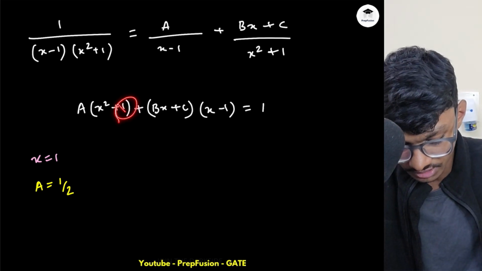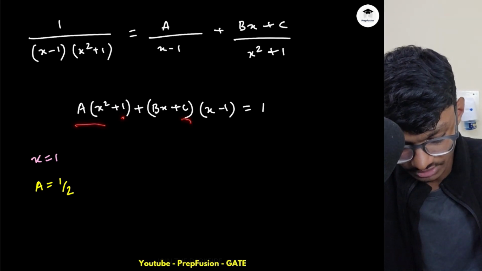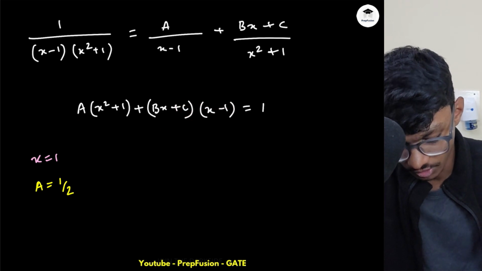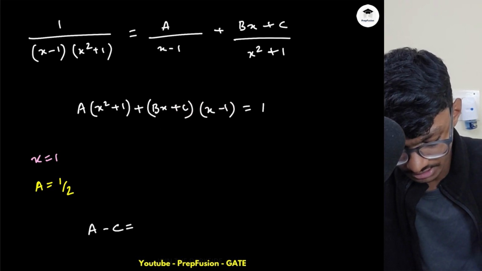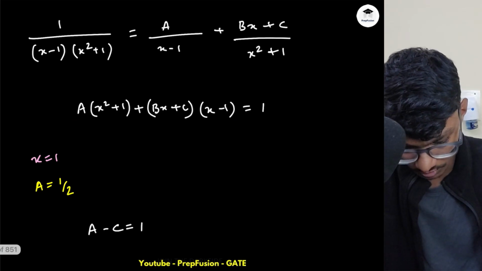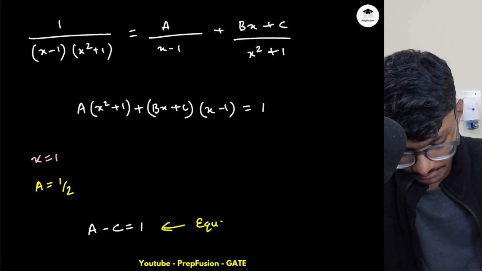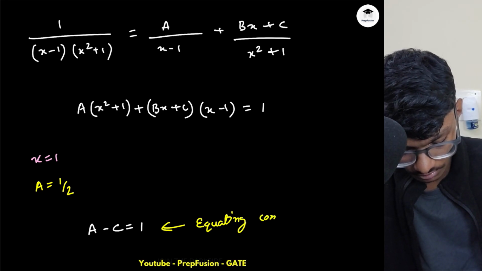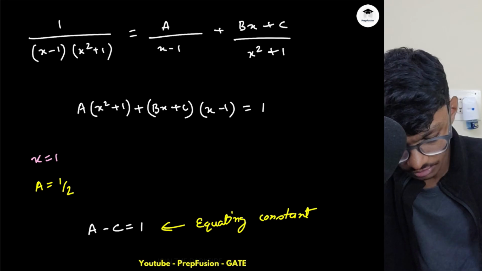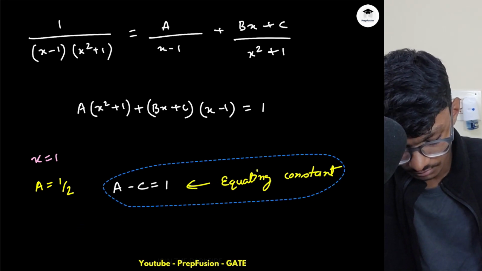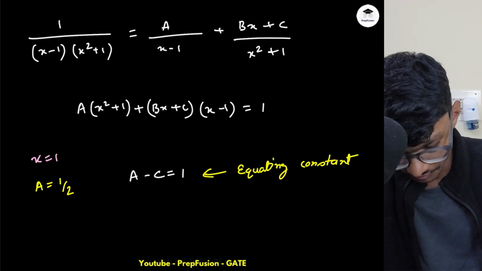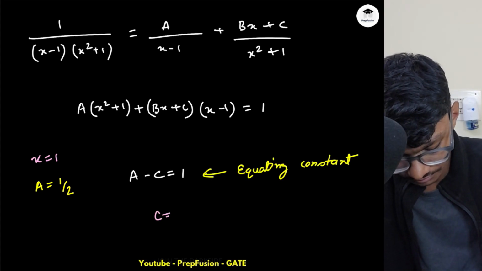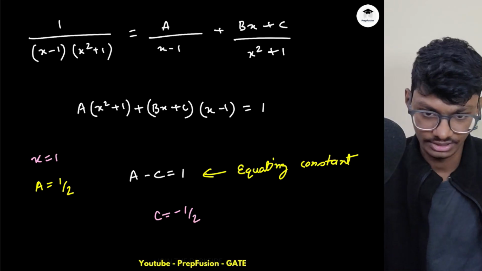So what is the constant term? The constant term is a over here, and what is the constant term over here? This is bx and this is minus bx, this will be minus c. So equating constants, a minus c will be equal to 1. So obviously from here I will be able to identify the value of c, which is minus half. Okay, c is minus half.